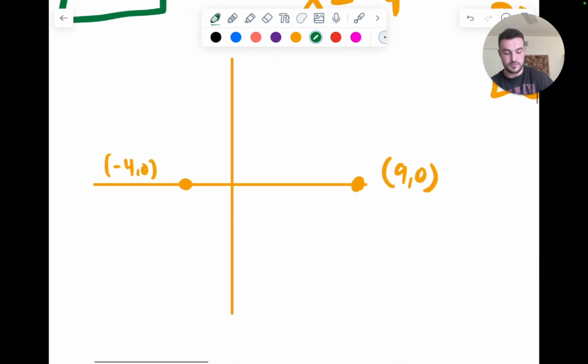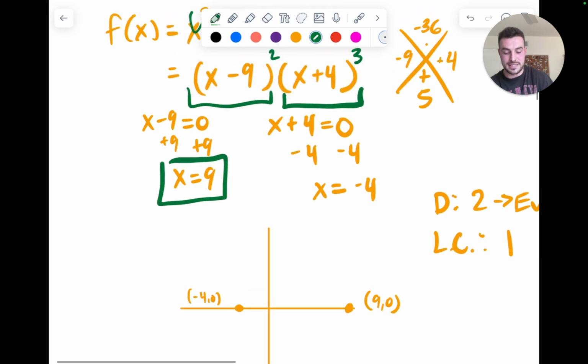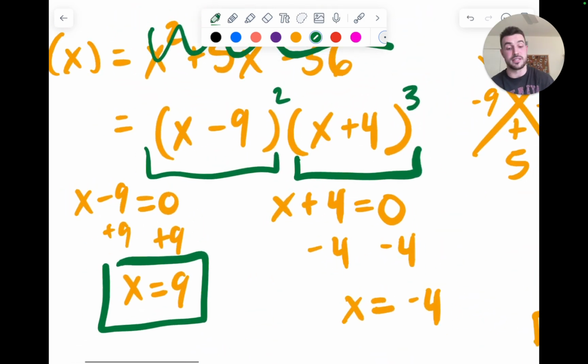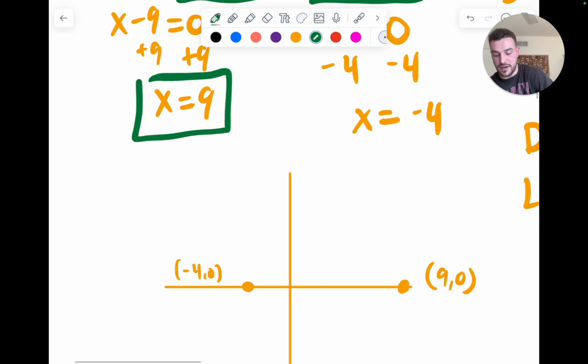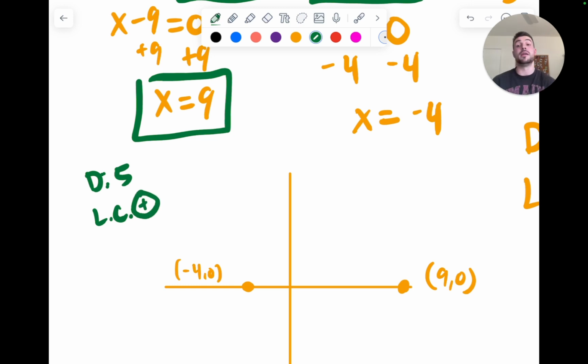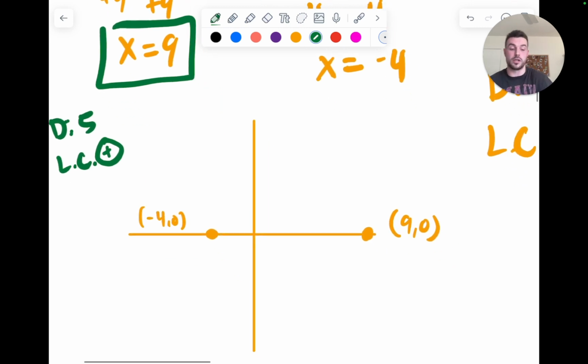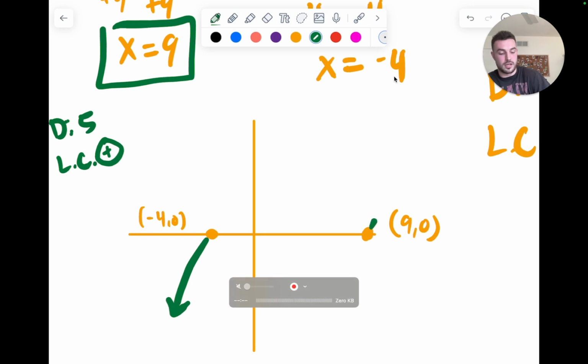So my end behavior now is going to be different. And it's different because technically my degree is 2 plus 3, which would be 5. And my leading coefficient, let's just say, is still positive. So my end behavior needs to be different. I'm going to go down to the left and up to the right.